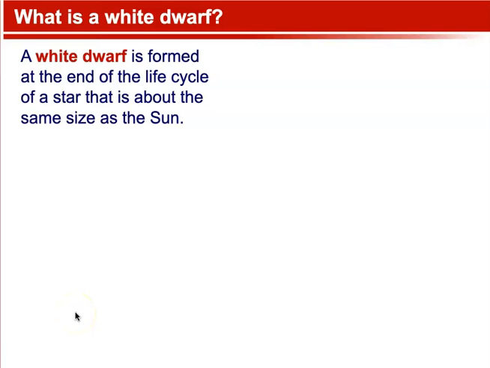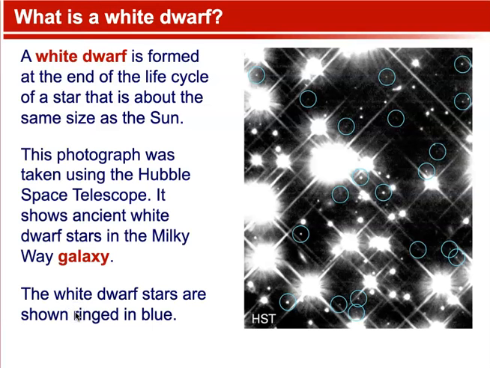So what is a white dwarf? A white dwarf is formed at the end of the life cycle of a star that is about the size of our Sun. This photograph was taken using the Hubble Space Telescope. It shows ancient white dwarf stars in the Milky Way galaxy. The white dwarf stars are shown ringed in blue.